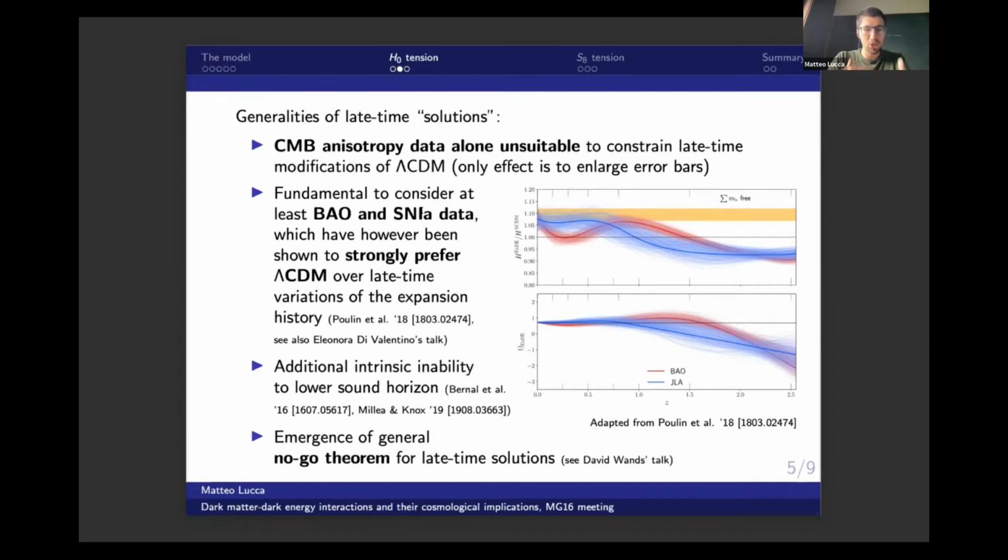However, these data sets have been shown to strongly prefer lambda CDM over other possible variations of the expansion history. So this makes it much harder for late time modifications of the expansion history to address the Hubble tension. There are, of course, exceptions. We saw it yesterday with, for instance, Brans-Dicke theories. But as a general rule, this tends to be the case. So we are really witnessing the emergence of a sort of no-go theorem for late-time solutions, again, with exceptions, but this is also something that was discussed in David Wong's talk on Monday, where indeed it was a similar setup, with different choices for the energy transfer function.